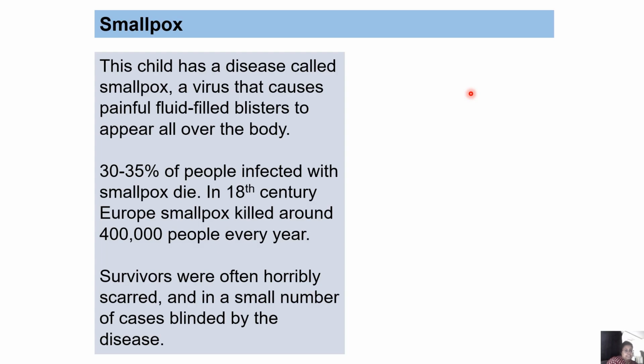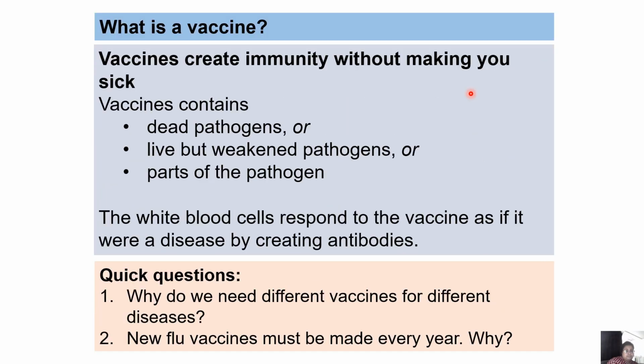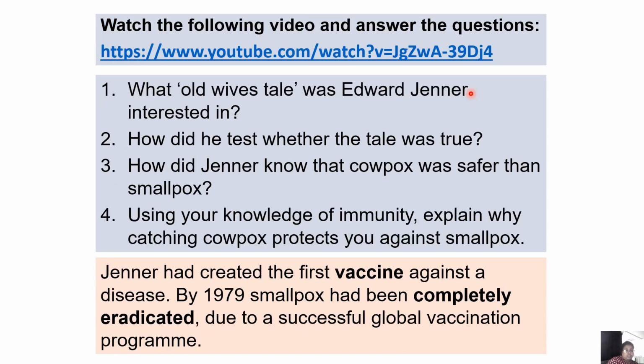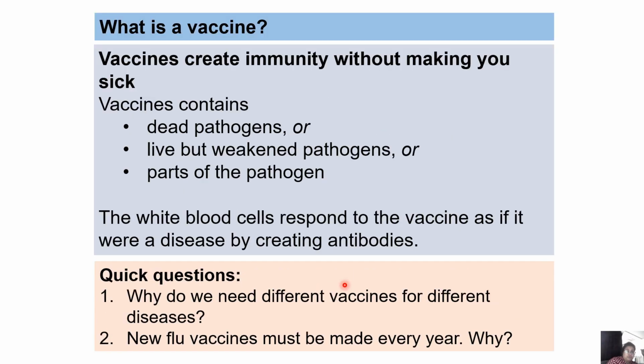So the child has a disease called smallpox, a virus that causes painful fluid-filled blisters to appear all over the body. Now, 30 to 35% of people infected with smallpox die. In 18th century Europe, smallpox killed around 400,000 people every year. Survivors were often horribly scarred and, in a small number of cases, blinded by the disease. Jenner had created the first vaccine against the disease, and by 1979 smallpox had been completely eradicated due to a successful global vaccination program.